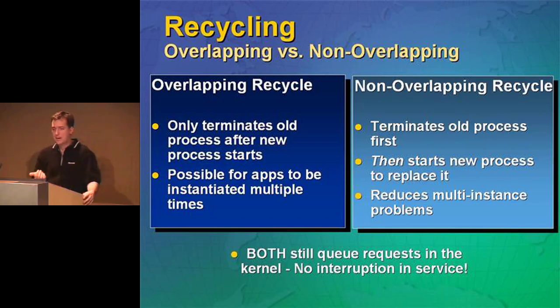So that's why we provide the non-overlap recycle, which happens serially. It will terminate the old process first and then start the new one. Now, while you may lose some requests that are currently being processed in the old worker process, you'll reduce the chance of multi-instancing if that was a problem in your app. But in both cases, new requests that arrive are still queued in the kernel, so there's no interruption in service from new requests coming in. It's just in the non-overlap recycle, you have the chance of losing some existing requests that are being processed.